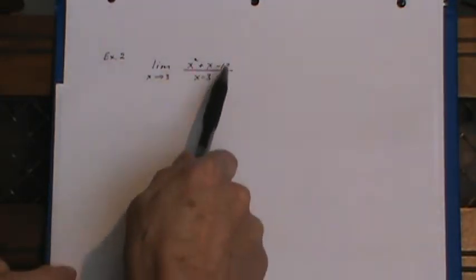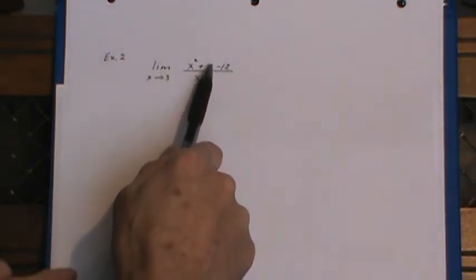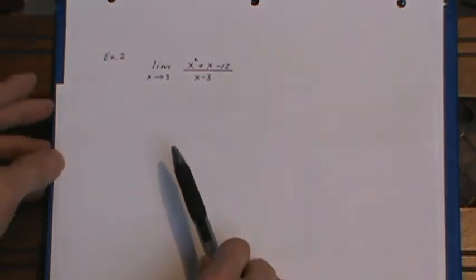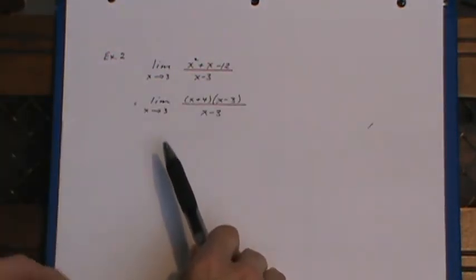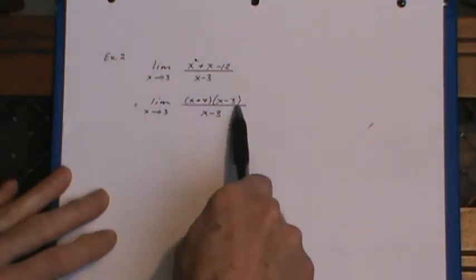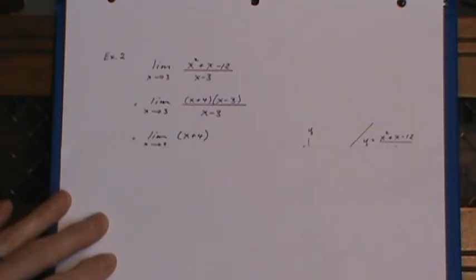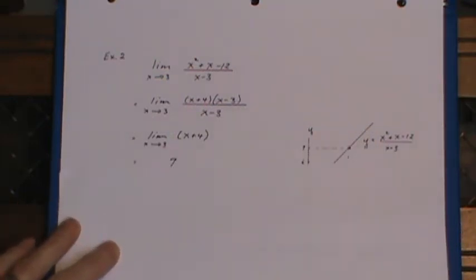Here's another example. The examples I'm looking at here involve getting 0 over 0. You see, when I put the 3 in here, I get 9 plus 3 minus 12, which is 0 over 0. So that x minus 3 is guaranteed to be a factor on the top. You eliminate those factors, we simply work with x plus 4, and that tells us that we're getting close to 7.